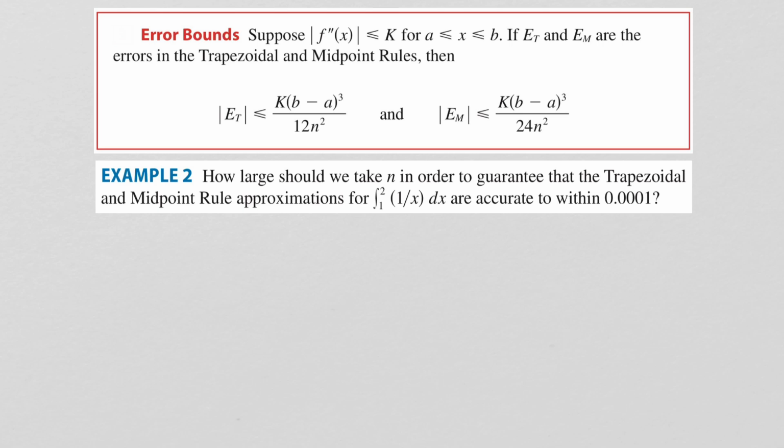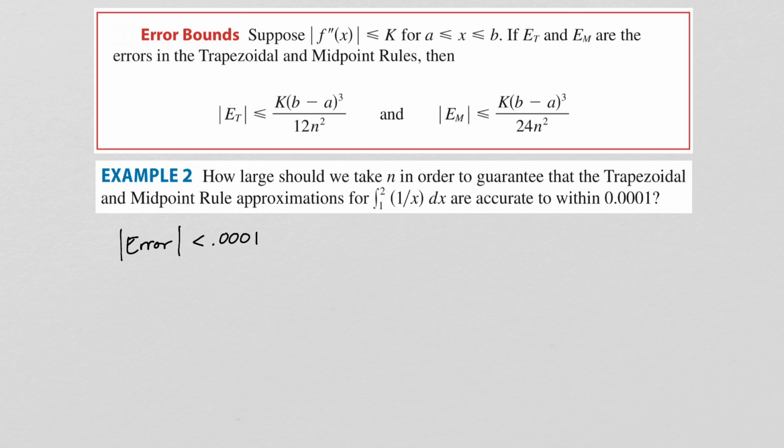So the first question here regarding error says, how large should we take n in order to guarantee that the trapezoidal and midpoint rule approximations for the integral of 1 over x from 1 to 2 dx are accurate to within 0.0001. Okay, so what this means is that we want the absolute value of our error to be less than 0.0001.